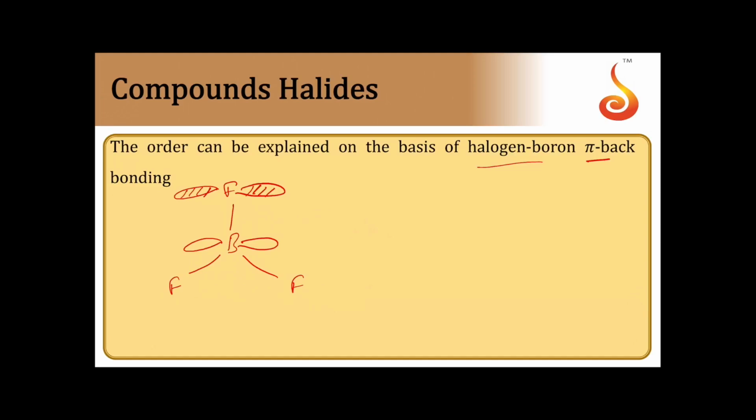Therefore, fluorine gives an electron pair to boron, and thereby is involved in a pi bond. This bond is known as back bonding. Due to this, the B-F bond gets partial double bond character, and so boron can't accept an electron pair effectively. Hence, Lewis acidic strength is least in the BF3 molecule. Such bonding is said to be back bonding.